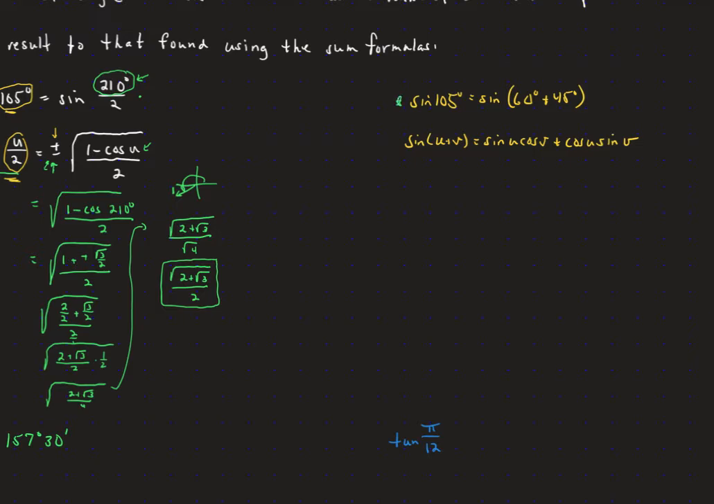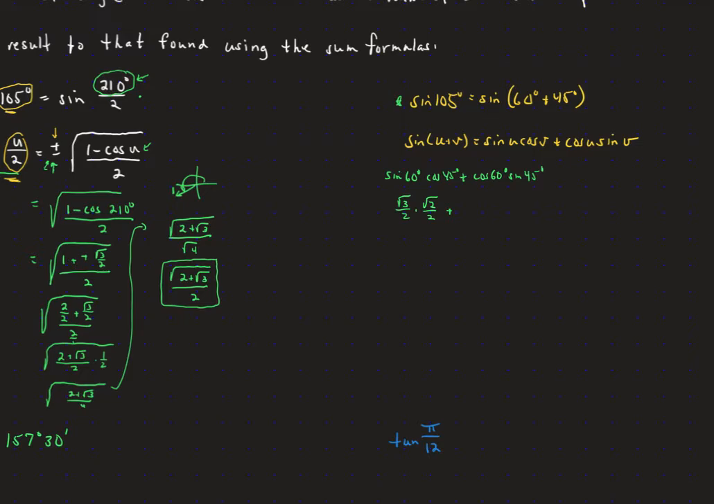We can do sine of 105 degrees using our sum formula. And our sum formula is the sine of u plus v is sine cosine plus cosine sine. So that's going to give us the sine of 60 degrees times the cosine of 45 degrees plus the cosine of 60 degrees times the sine of 45 degrees. So the sine of 60 degrees is going to be square root of 3 over 2. The cosine of 45 degrees is the square root of 2 over 2.